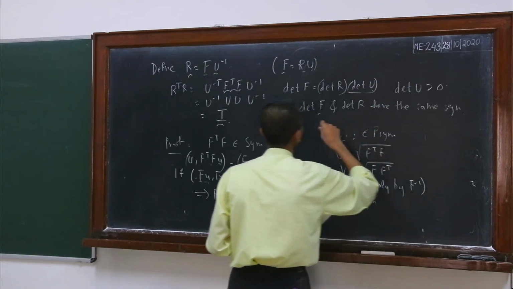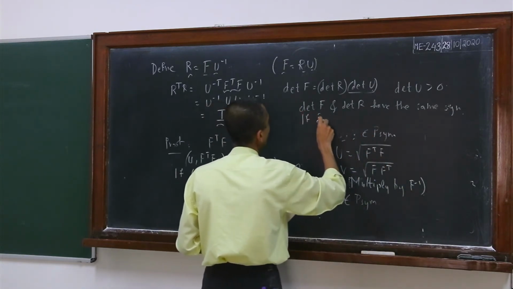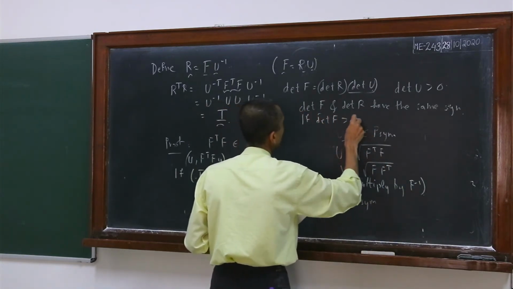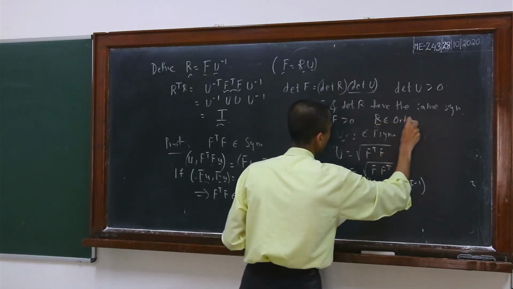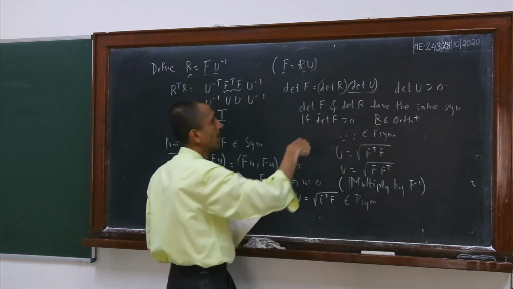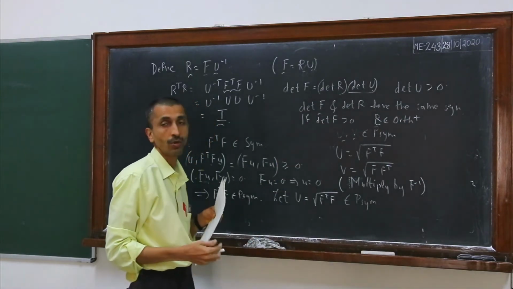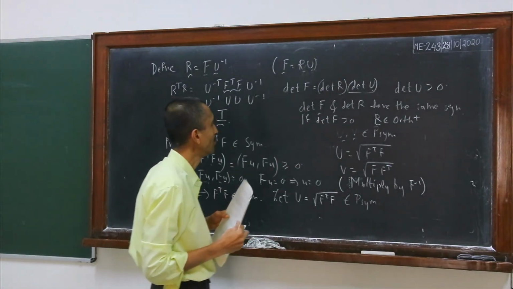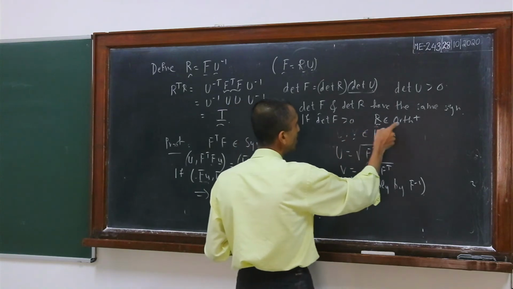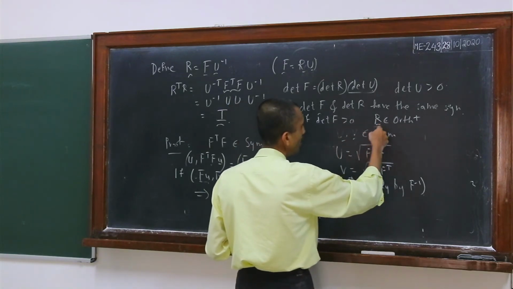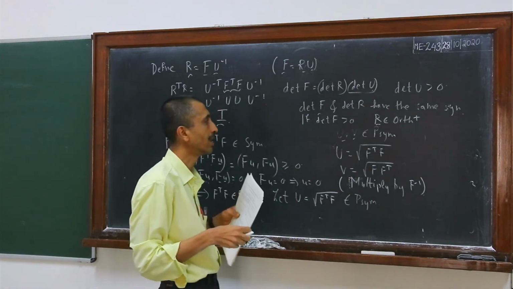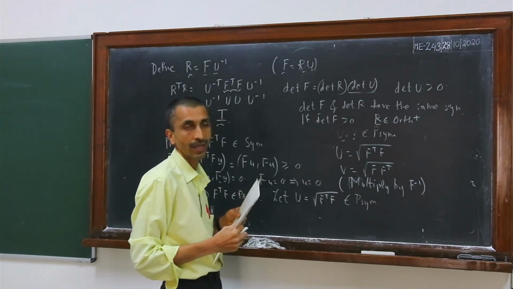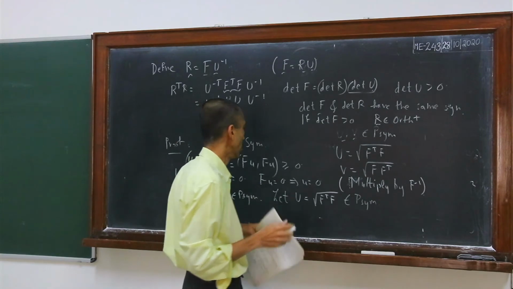So if det F is greater than 0, then R belongs to Orth plus. Because in that case the determinant of R has to be equal to plus 1: if det F is greater than 0, then det R will be positive, and plus 1 and minus 1 are the only two possibilities for an orthogonal tensor. So it has to be plus 1 in that case, and so it will belong to Orth plus.